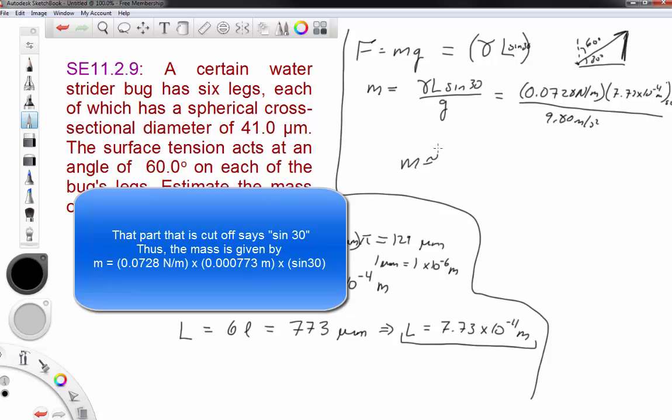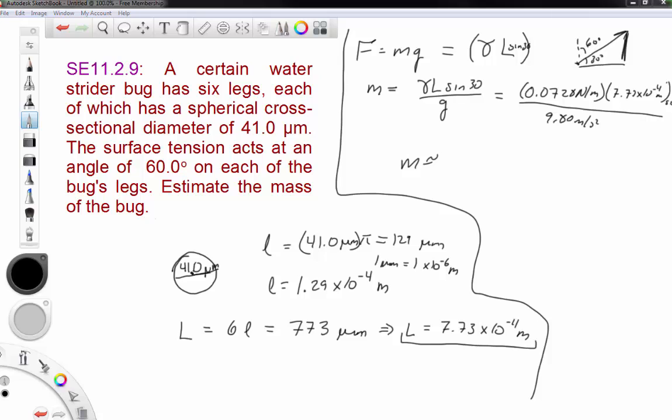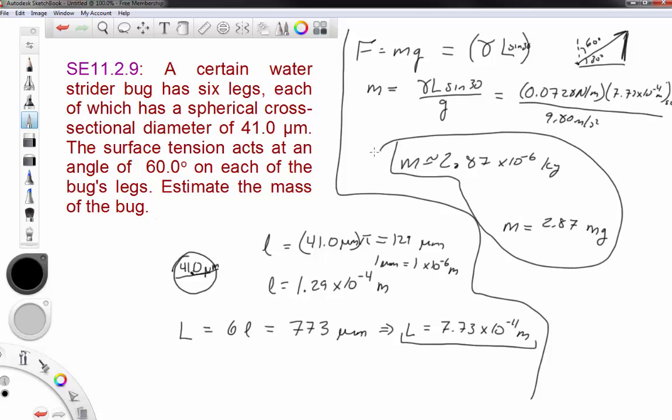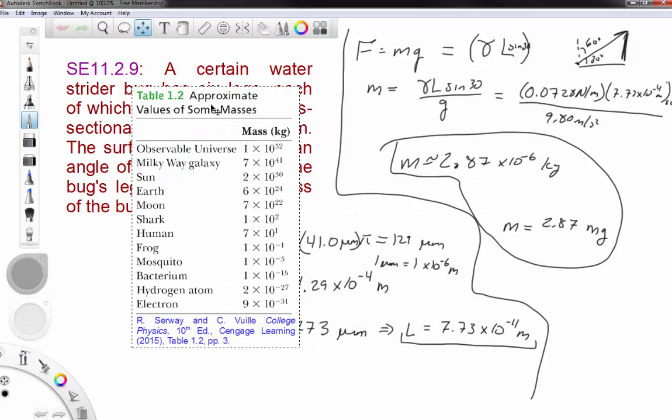And so the mass of the bug, according to this, is going to be about 2.87 times 10 to the minus 6 kilograms. So that's, in other words, a mass of 2.87 milligrams, however you want to slice it. So is this a reasonable seeming mass? Well, this is basically about, of order 1 times 10 to the minus 5 kilograms. It's the same general order of magnitude.